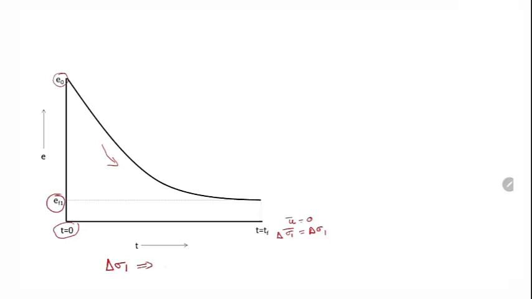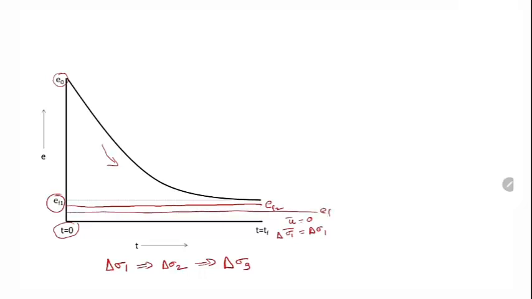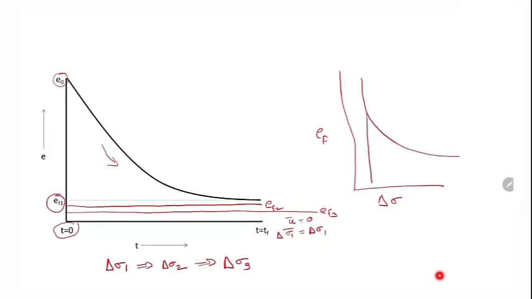If we increase the pressure to delta sigma 2, the value of minimum void ratio will decrease to, say, ef2. If we further increase the pressure to delta sigma 3, then the value of minimum void ratio will also decrease and become, say, ef3. If we plot a graph of delta sigma, that is pressure, versus minimum void ratio, then the graph will be like this. Lower the pressure, more will be the final void ratio, and more the pressure, lower will be the final void ratio.